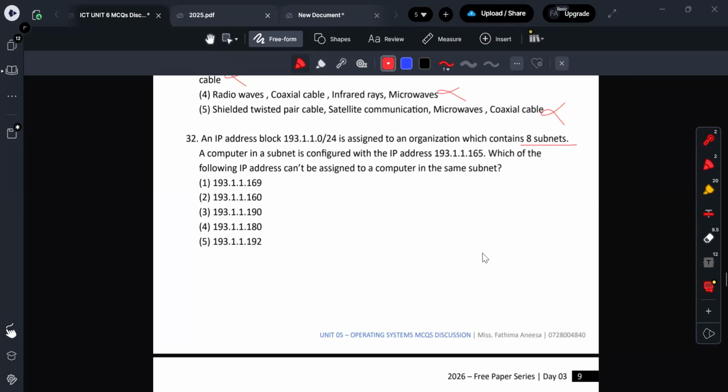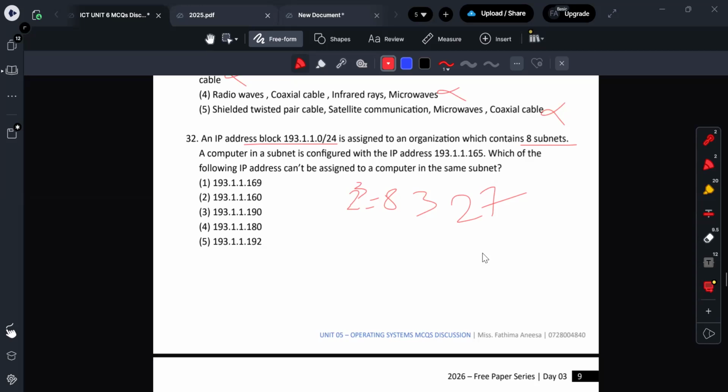So, to create 8 subnets, now the original network is this, right? We need to borrow bits from the host portion. Now, how many bits do we borrow? 8 means 2 to the power 3. 2 to the power 3 equals 8, right? So, we need to borrow how many bits? 3 bits. So, the new CIDR notation would be 24 plus 3, which would be what? 27, right?